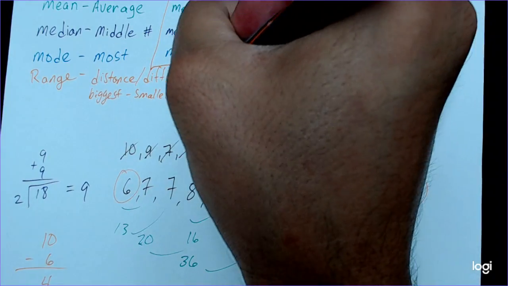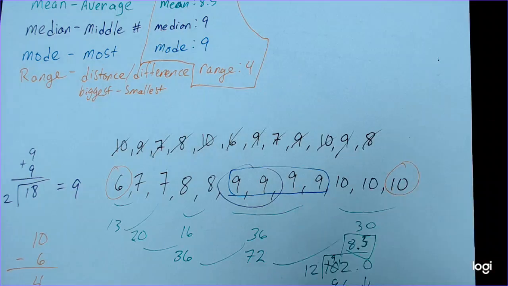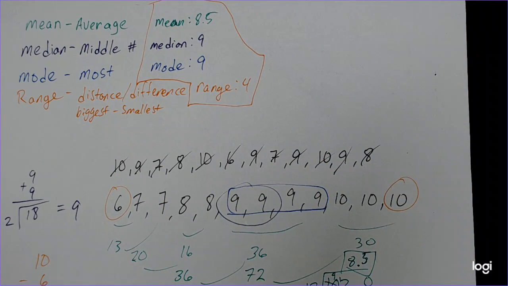And this is my final answer, right? Mean 8.5, median 9, mode 9, range 4. Okay, that's it for lesson 114, mean, median, mode, and range.